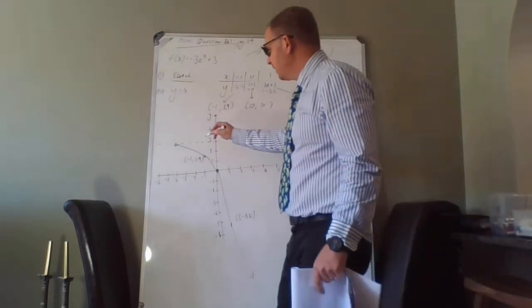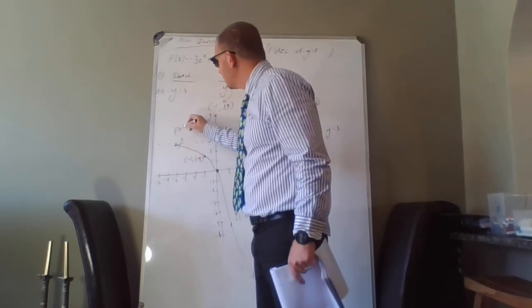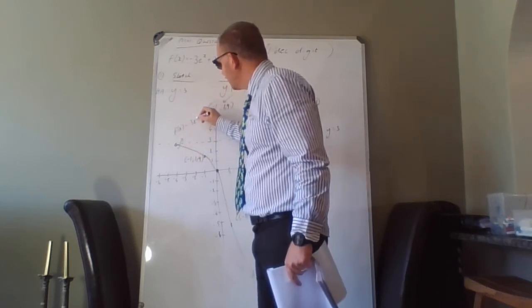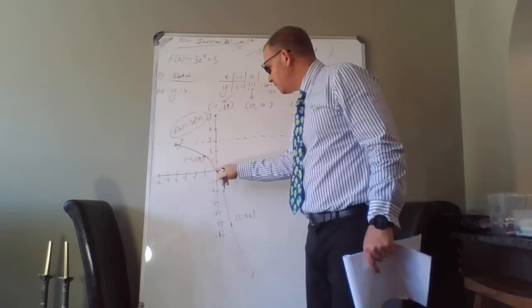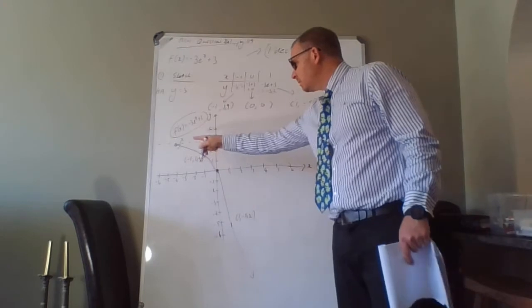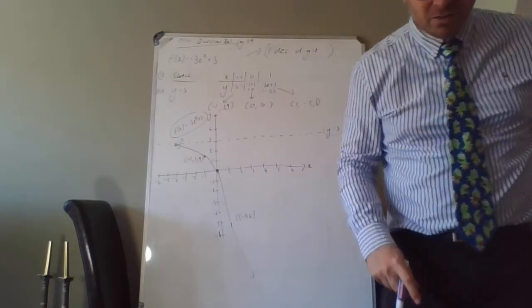So this is a graph of f of x is equal to negative 3 e to the x plus 3. Okay, negative 1, 1.9, 0, 0, 1, negative 5.2, and a horizontal asymptote at y is equal to 3.